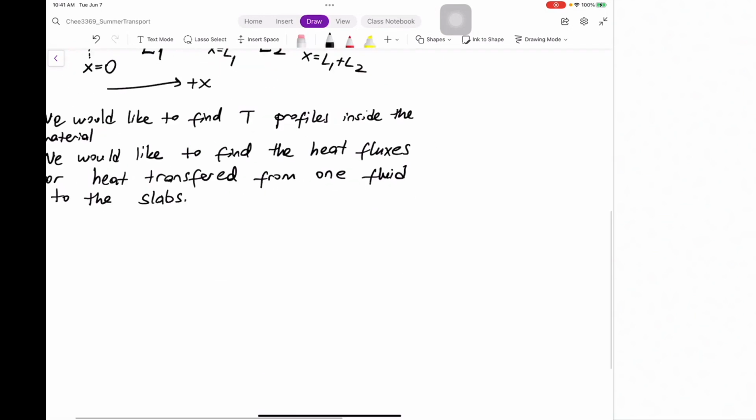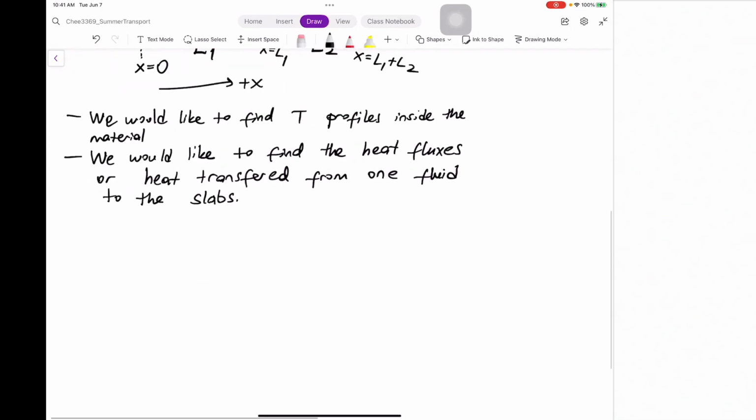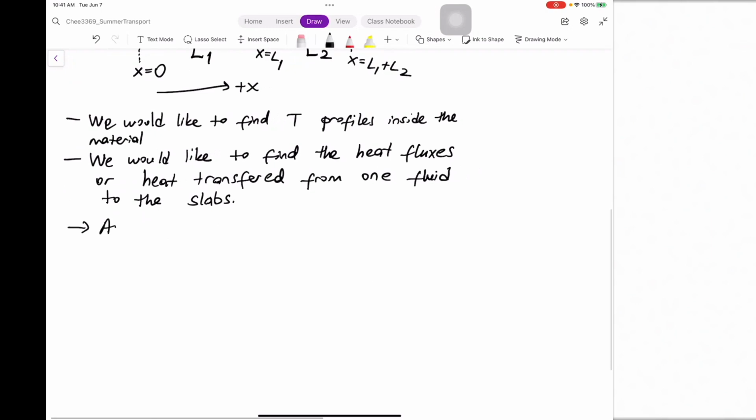How are we going to approach the problem? First, let's apply shell balance, right? That's how we did in the previous class, as we did before.